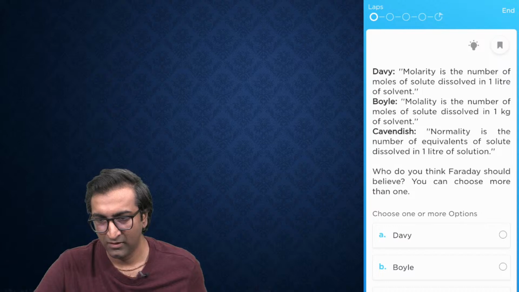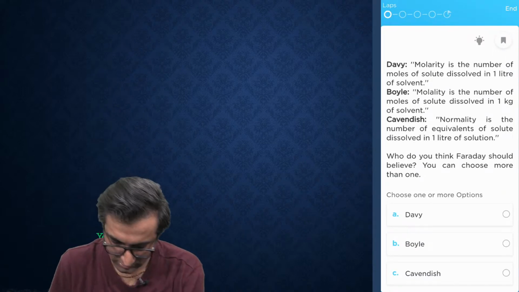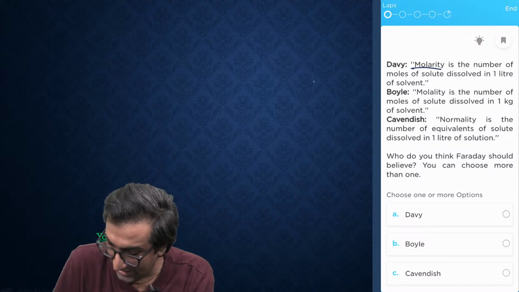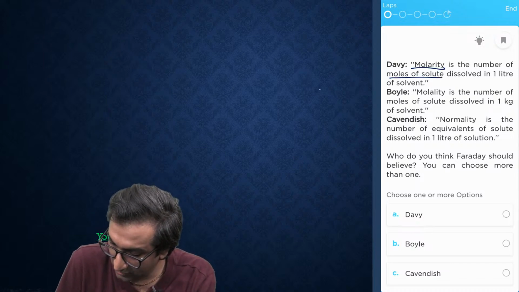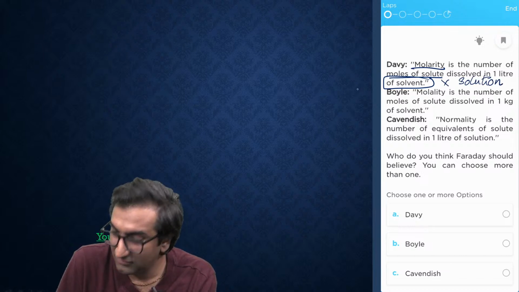Okay. So to analyze this, I've put everything over here. Now look at what this gentleman is saying. Molarity is moles of solute divided by 1 liter of solvent. This is wrong. It should be 1 liter of solution. You see? So you should not be trusting Davy as such.